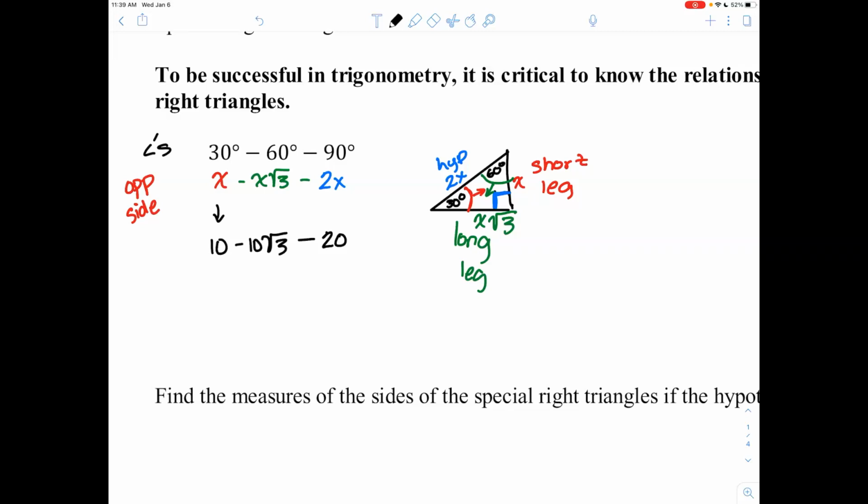Or say, for example, the hypotenuse was 4, right? If the hypotenuse is 4, then the short leg would be half of that, a measure of 2. And then the long leg would be the short leg times the square root of 3, so 2 square roots of 3. So that's how that relationship always works. It doesn't matter the size of the triangle, whether it's a big triangle or a small triangle. It's all about the relationship between the 30, 60, 90 and the ratio of the measures of the sides. It's always x, x square root of 3, 2x.